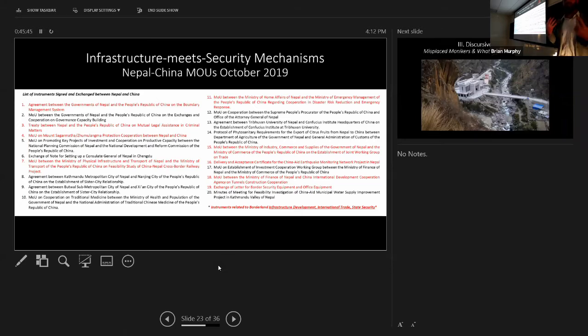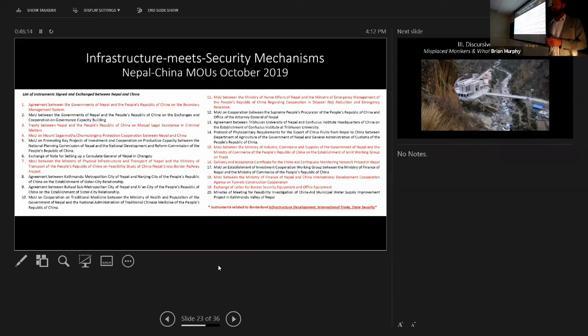Treaties between Nepal and the PRC on mutual legal assistance in criminal matters. The MOU between the Ministry of Physical Infrastructure and Transport of Nepal and the Ministry of Transport of the PRC on feasibility studies of the Nepal-China cross-border railway project. Further disaster risk reduction and emergency responses. MOUs on the establishment of joint working groups on trade.